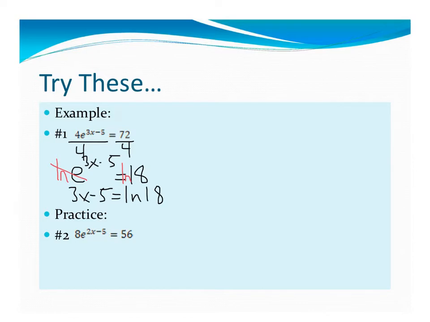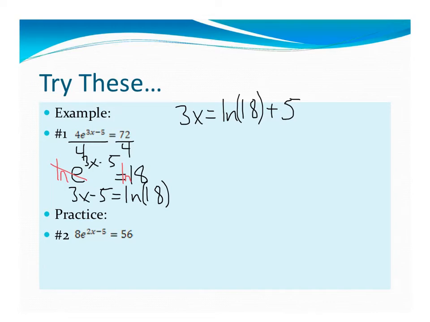And I know that the natural log of 18, well, that's just a number, right? I'm going to leave it like this, because otherwise it's a nasty decimal that I have to deal with. So the next thing I want to do is I want to add 5. So I'm going to have 3x equals the natural log of 18 plus 5. Now, I could have plugged the natural log of 18 in my calculator and gotten some kind of decimal, but then it's not going to be nearly as accurate. So I like to leave it like that. Plus, I don't really like seeing a whole bunch of decimals and stuff. It just looks messy.